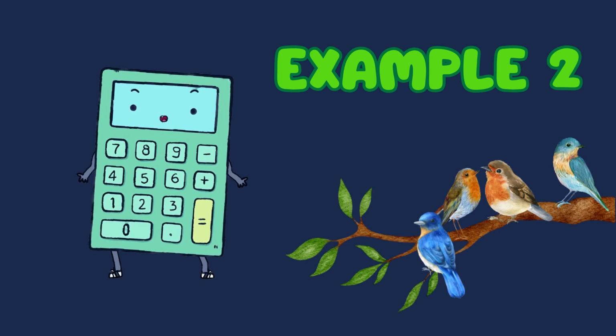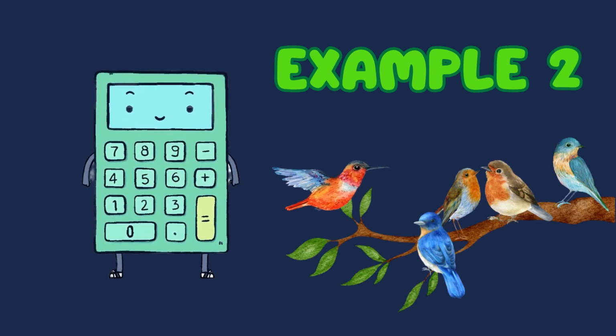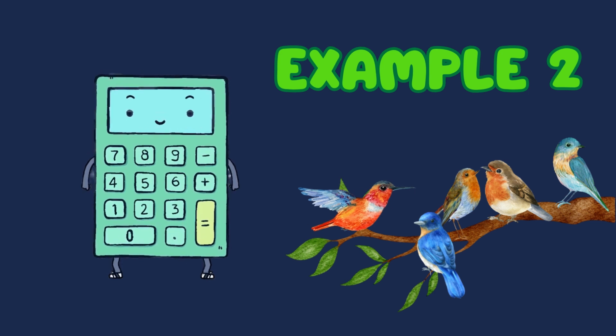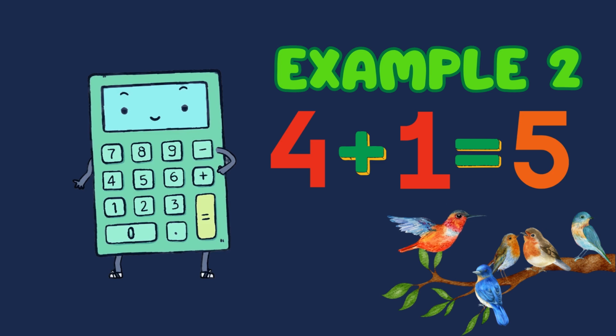Example 2. There are 4 birds sitting on a tree. One more bird joins them. How many birds now? Let's see. 4 plus 1 is equal to 5.